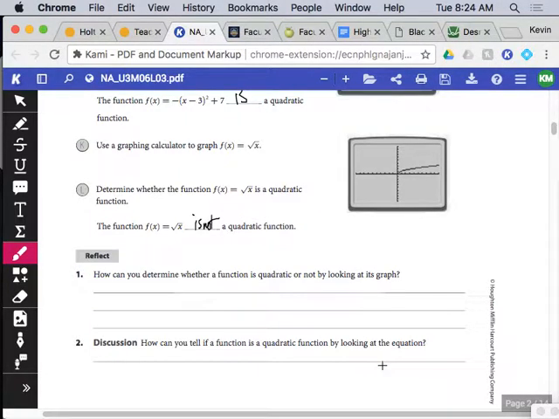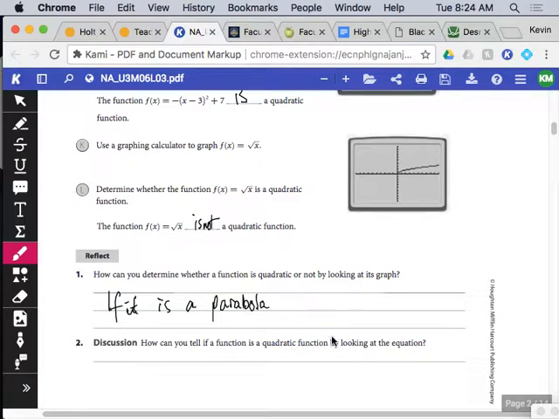Reflect. How can you determine whether a function is quadratic or not by looking at its graph? Someone raise your hand and tell me the answer to that. Marley. If it's a parabola. Exactly. So if it is a parabola.